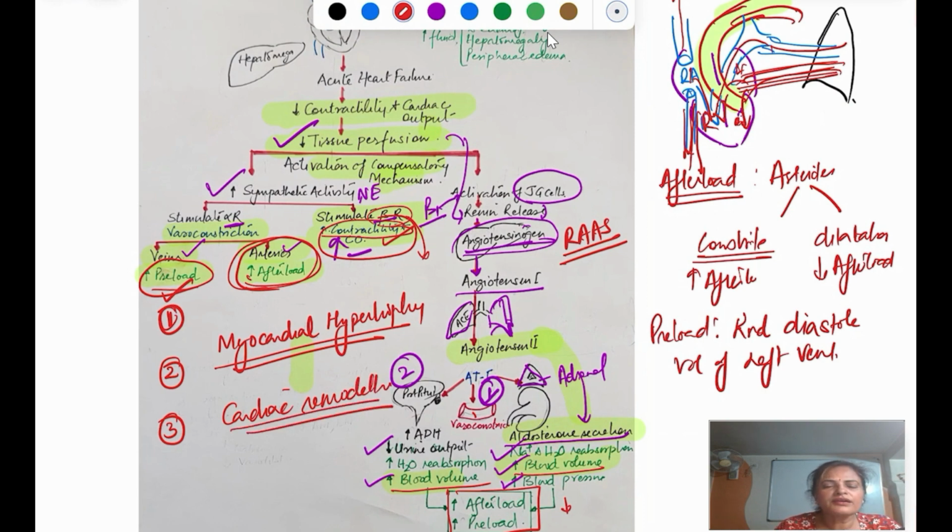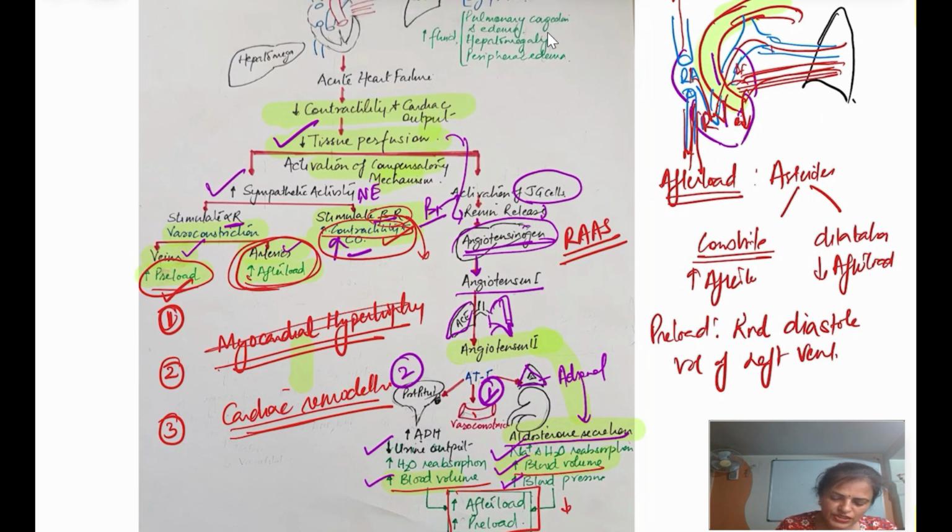Now what happens in cardiac remodeling? In cardiac remodeling, there is a proliferation of the connective tissue as well as the proliferation of the myocardial myocytes, and those proliferated myocytes are more prone to apoptosis. So initially myocardial hypertrophy is helpful, but later on it leads to cardiac remodeling, which is again not beneficial. Because of the myocardial hypertrophy, even the demand of the myocardium is increased.